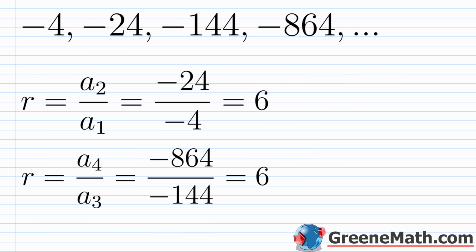Okay, we'll look at a quick example of this. I think this is pretty straightforward. Suppose you're given the geometric sequence where your a sub 1 is negative 4, a sub 2 is negative 24, a sub 3 is negative 144, a sub 4 is negative 864, and again, the pattern continues forever.